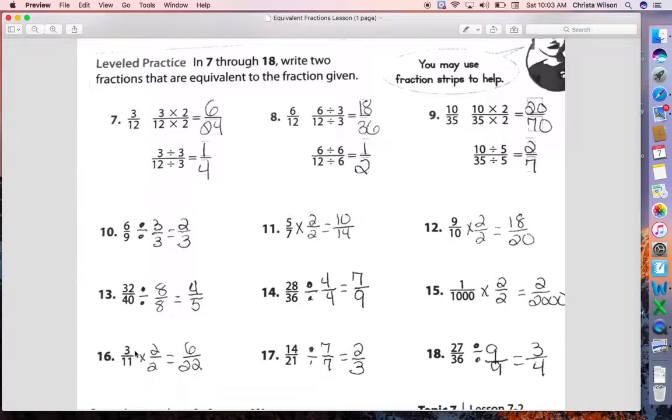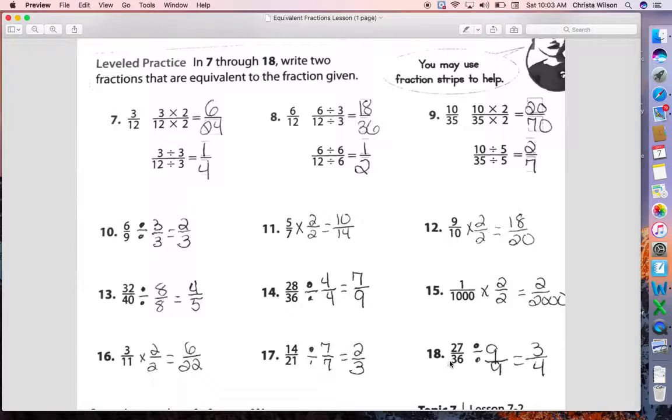Okay, number 16, 3 and 11. They do not have a common factor. They have nothing in common, so I chose to multiply them by 2 to create the equivalent fraction of 6/22. Okay, and number 17. I saw that they have a common factor of 7. So I chose to divide both the top and the bottom, the numerator and the denominator, by 7, and I created an equivalent fraction of 2/3 in its simplest form.